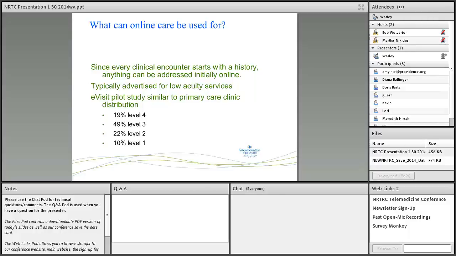And as you can see, the distribution of the types of patients that we're seeing online, the one that really surprised us, and even me, was that 19% of our patients were billed at a level 4. And 49% at level 3, and as you see, the others. This maps almost directly to a typical distribution of our primary care clinics. And that was kind of a real eye-opener to us.